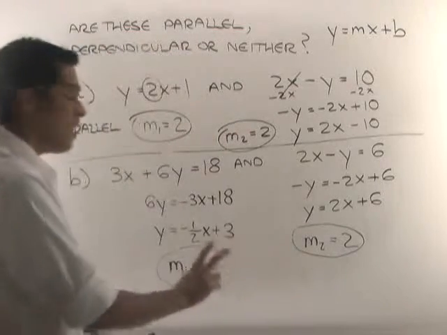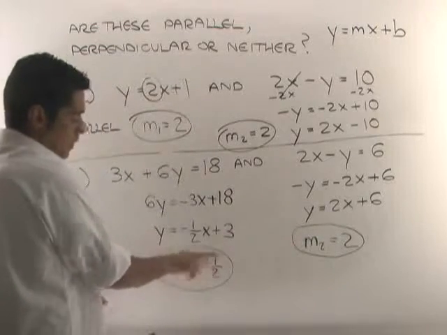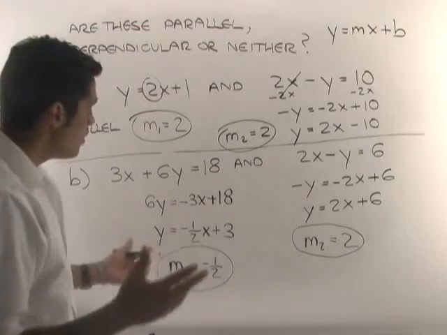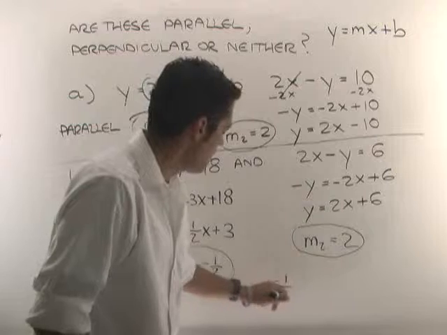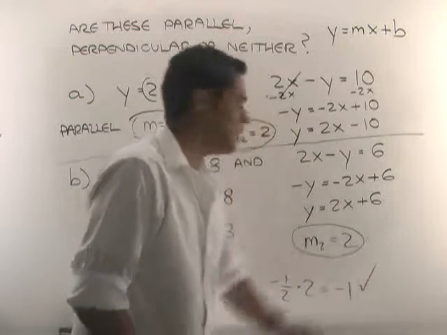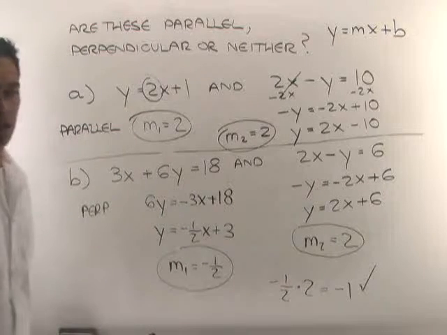And if we look at these two slopes, here and here, they're not the same, so it's not parallel, but they are negative reciprocals, which means if you take this fraction, you flip it over and you change the sign, you get this. So they're perpendicular. Or you could just multiply the two together and notice that negative 1/2 times 2 is equal to negative 1, and that means they're perpendicular. So for these two lines, we'd say they're perpendicular.